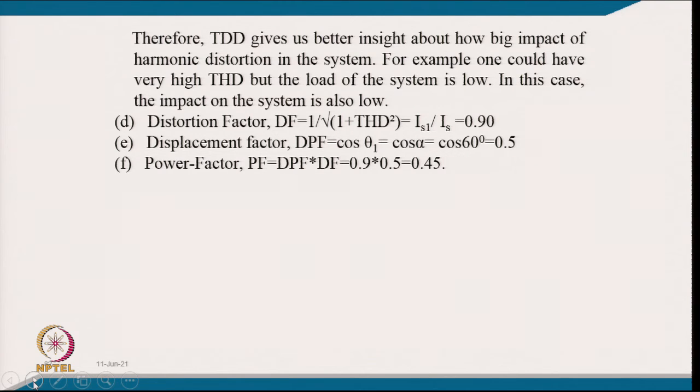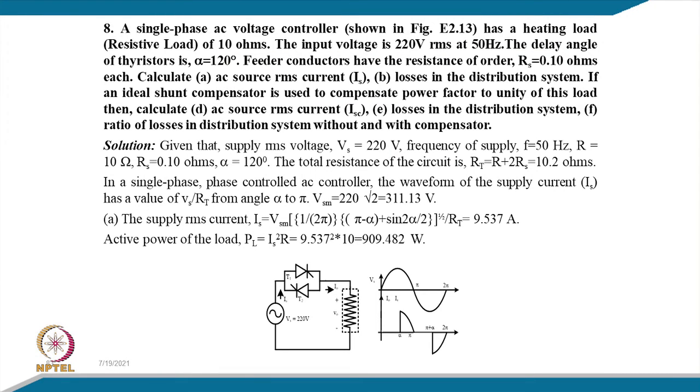I mean, if you have a sine wave, what is the power factor? That is cos theta 1, where theta 1 is the angle between the fundamental voltage and fundamental current. That is here equal to the firing angle, so it is cos alpha, and with 60 degrees it is equal to 0.5. The power factor is equal to the displacement factor multiplied by the distortion factor, so it is 0.9 into 0.5, which comes to around 0.45. So, this gives all the data there.